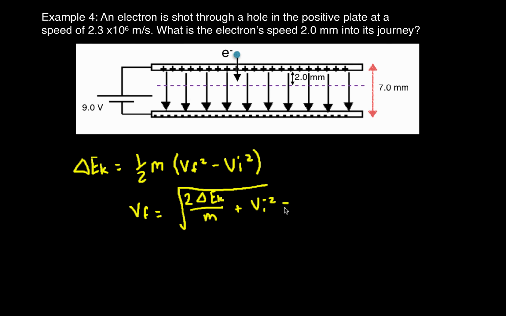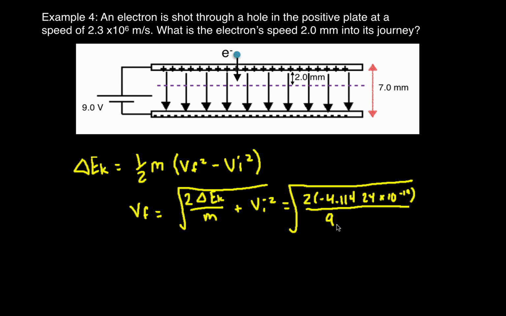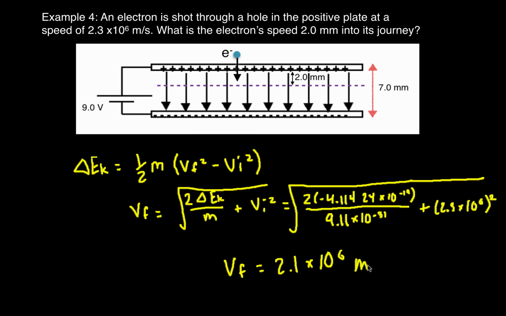Substituting our numbers in gives us the square root of 2 times the change in KE that we calculated, which is negative 4.11424 times 10 to the minus 19, divided by the mass of the electron, which is 9.11 times 10 to the negative 31 kilograms, plus the initial velocity squared, which is 2.3 times 10 to the 6 meters per second, squared. This gives us vf equals 2.1 times 10 to the 6 meters per second.